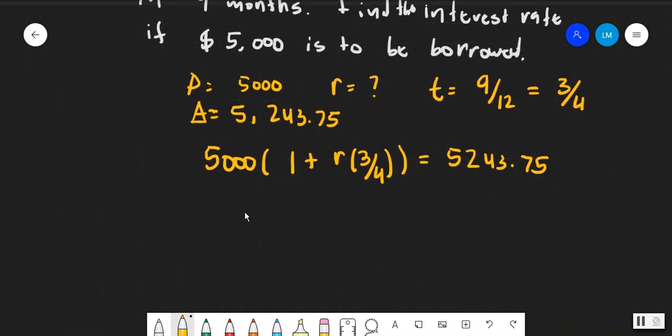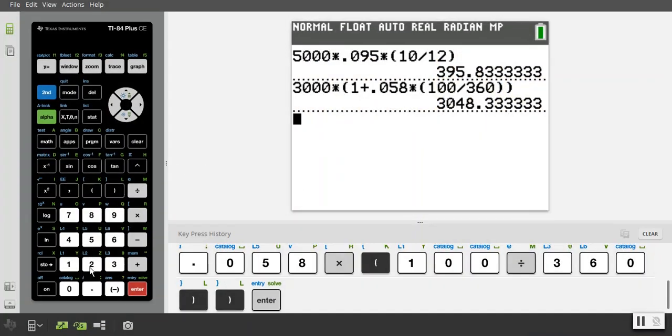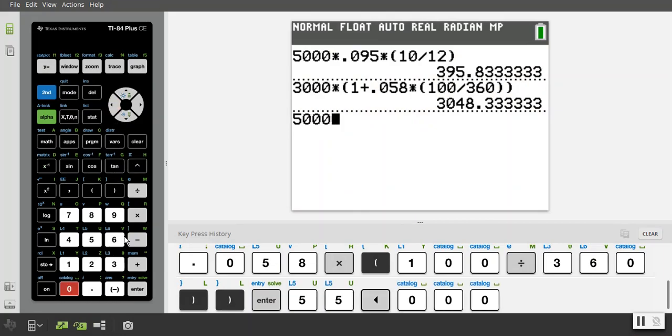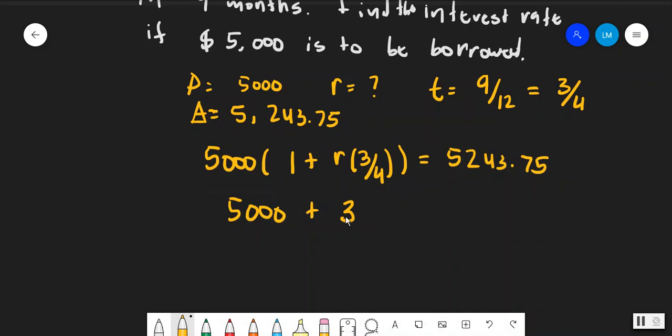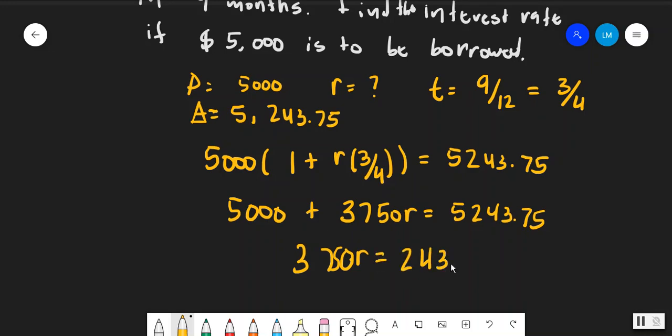Okay, so what we can do here is just multiply this through. So we have 5,000 plus, okay, so I have 5,000 times 3/4. Now if you want to use your calculator, you can. So you have 5,000 multiplied by 3/4. Okay, so that's 3750. So we have 5,000 plus 3750 R equals $5,243.75. Now to solve for this, we're just going to subtract 5,000. If you do that, that's basically going to give you 3750 R equals 243.75.